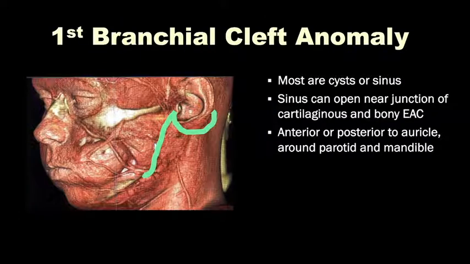First, branchial cleft anomalies occur in those embryologically defined locations around the auricle, parotid gland, and mandible. They can be cysts, sinus, or fistula, and the sinus tract has a predilection to open near the bony and cartilaginous portion of the external auditory canal.